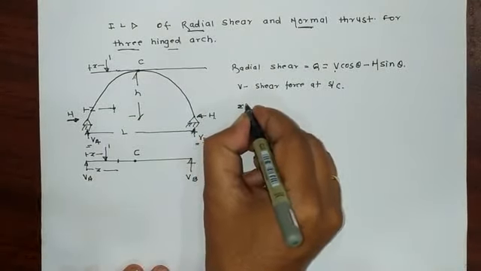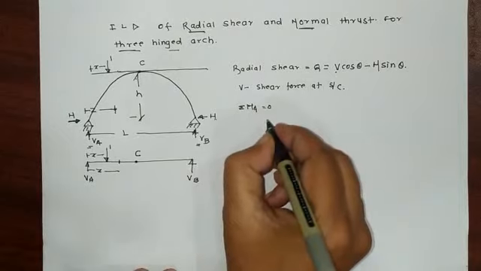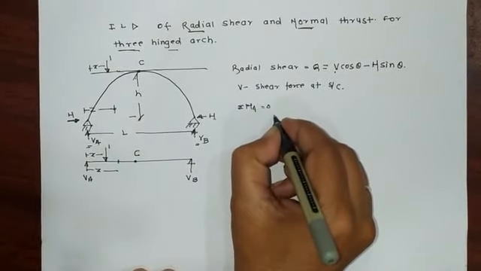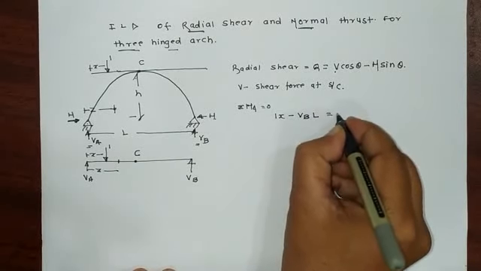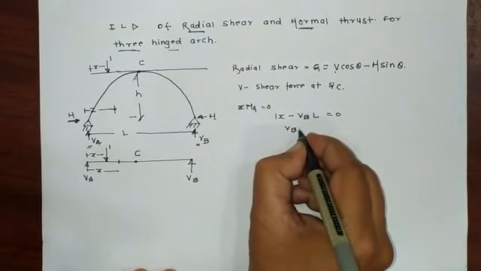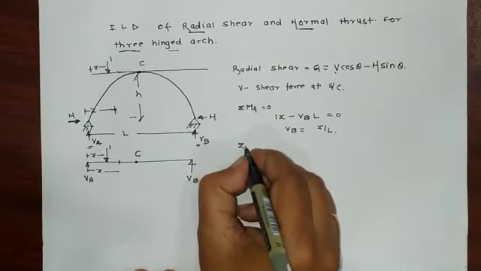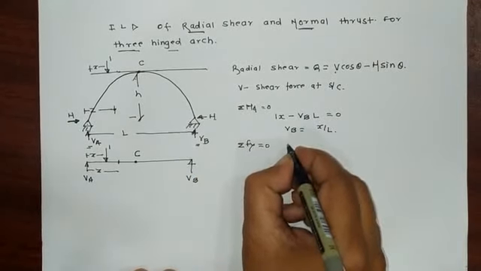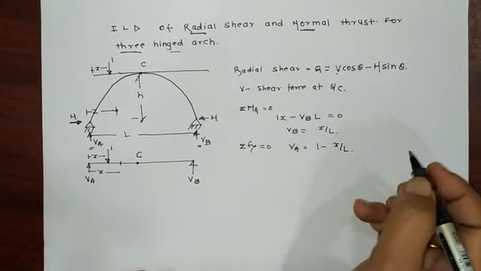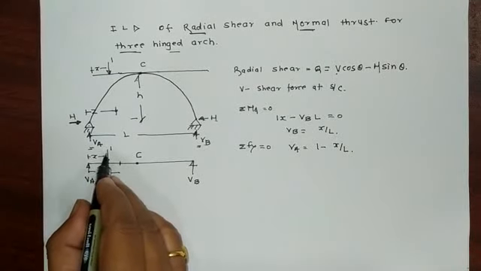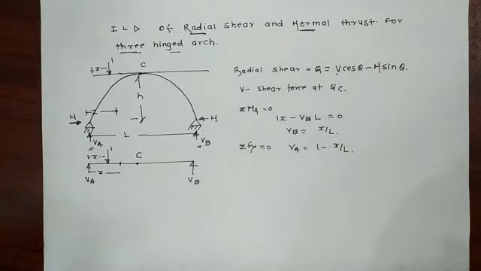So sigma MA is equal to 0. So take moment about this A. So 1 into X minus VB into L is equal to 0. So VB is equal to X by L. Now by sigma Fy condition, we know this VA is equal to 1 minus X by L, because on this arch one load is here. So 1 minus VB means 1 minus X by L. So we got the reactions VA and VB.